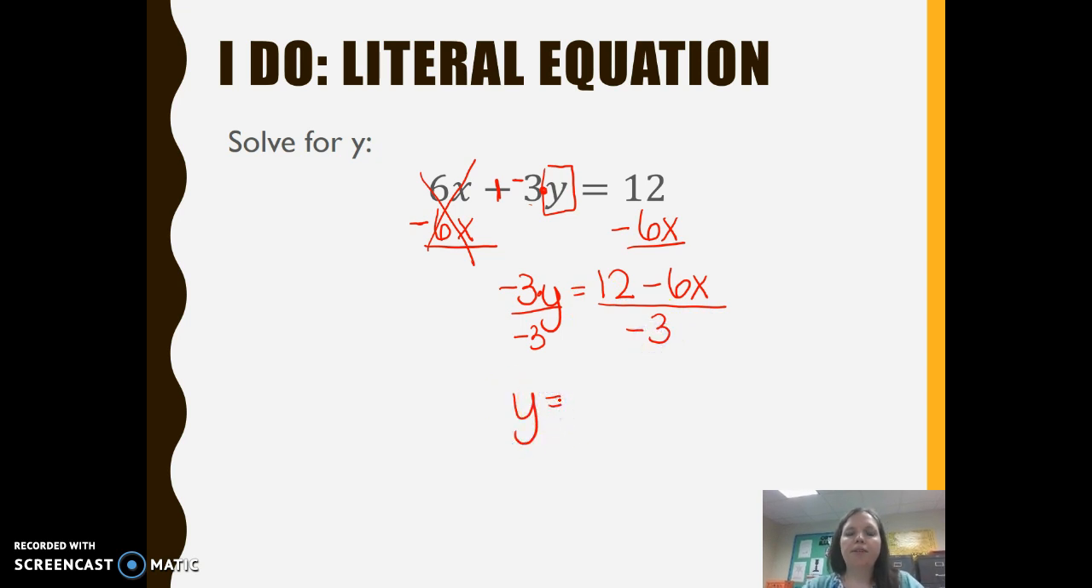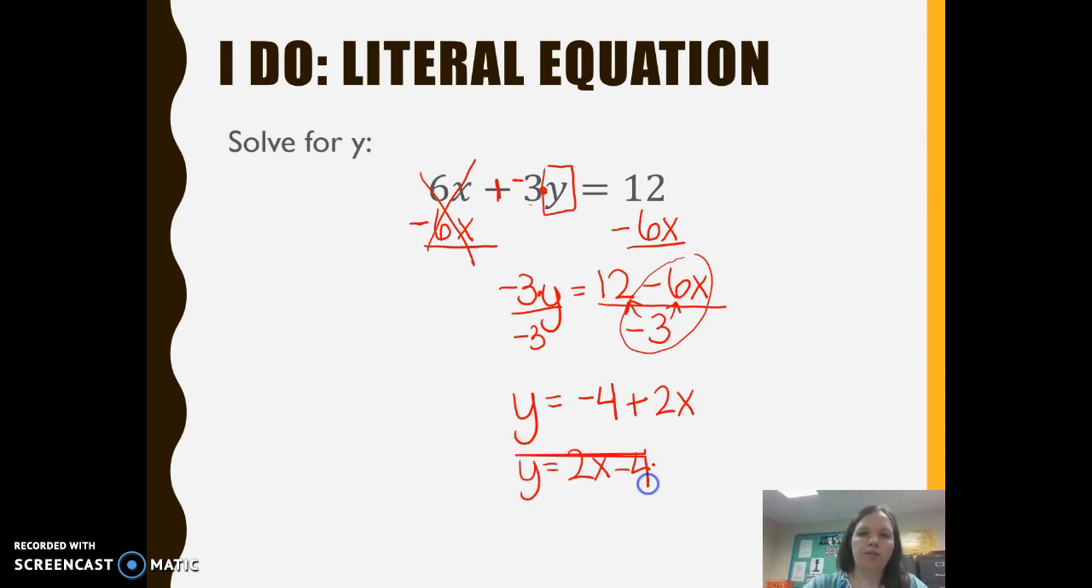Now here's something different that I'm going to ask you to practice with these two especially. We have a bunch of numbers involved, so we can actually do our division. The thing is, we are dividing the entire side by negative 3. So we're dividing 12 by negative 3 and negative 6x divided by negative 3. So 12 divided by negative 3 is negative 4. And we're also going to divide negative 6x by negative 3, which is positive 2x. So you can write your answer like that, or you could say it's 2x minus 4.